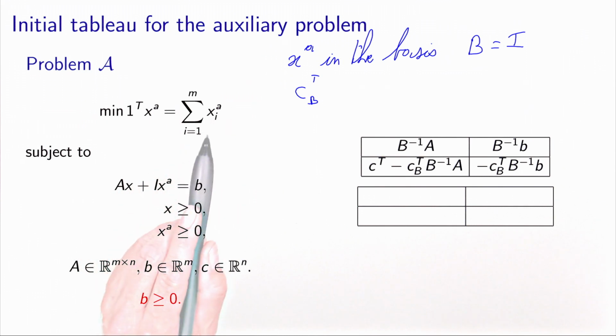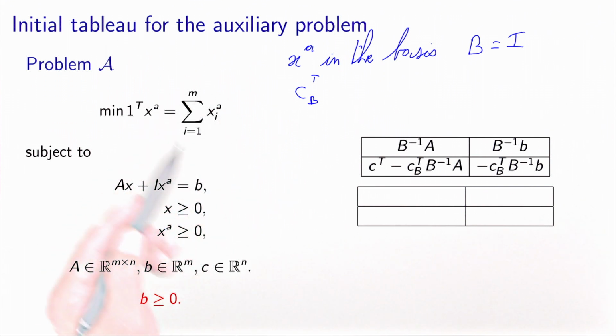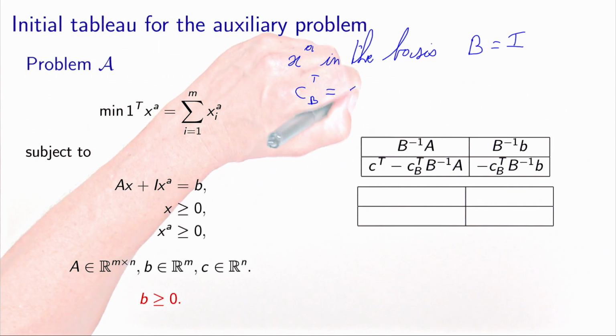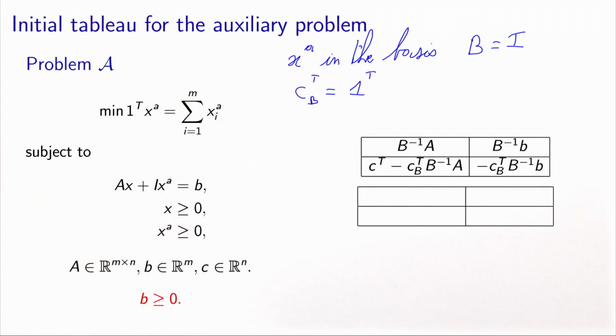This is the objective function. Actually, each of the auxiliary variables, that is each of the basic variables, enters the objective function with coefficient 1. So here this will be a vector which has only ones. Thanks to this, we can simplify the tableau. The top left part, because B inverse is the identity, is simply the matrix A. The top right is the vector b for the same reason.